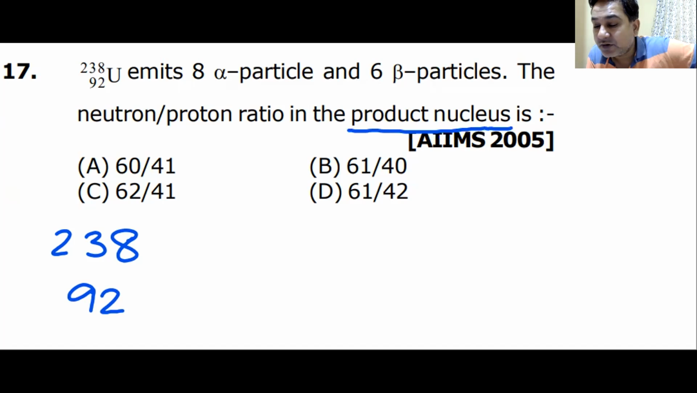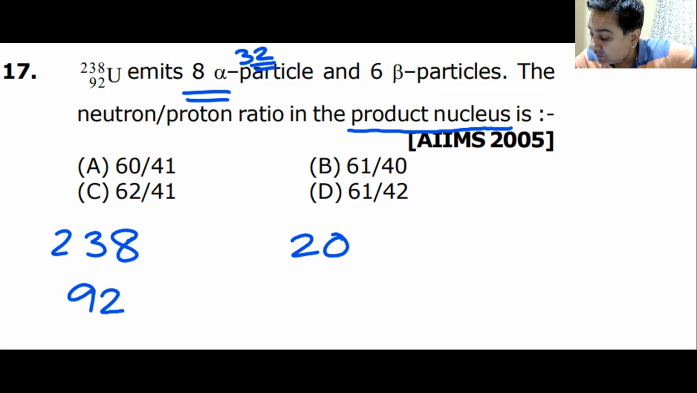So first of all, I have to find out the product. It is emitting 8 alpha particles. So the mass number will go down by how much? 8 alpha particles, mass number will go down by 32. Yes or no? So what will be the new mass number? 238 minus 32, 206. Yes or no?